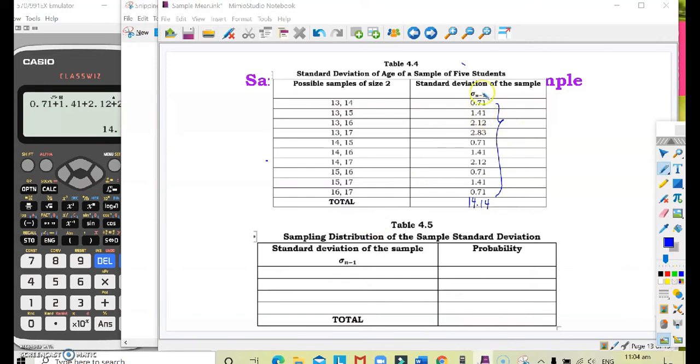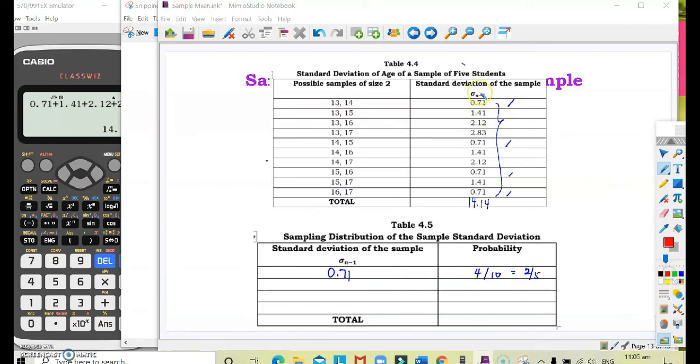And how are we going to do that? Let's identify the standard deviation. The first one is 0.71. How many samples have a standard deviation of 0.71? That would be 1, 2, 3, and 4. So that's 4 out of 10, because there are 10 samples, which is also equal to 2/5. Okay, good.